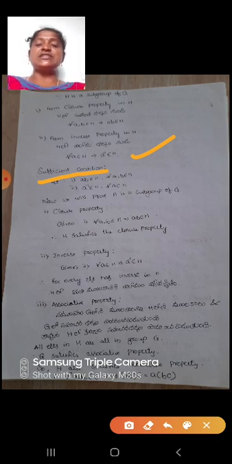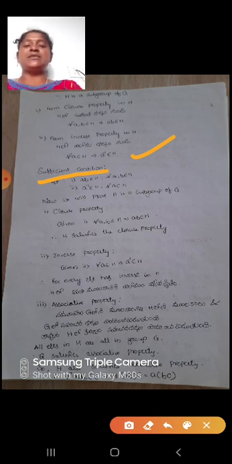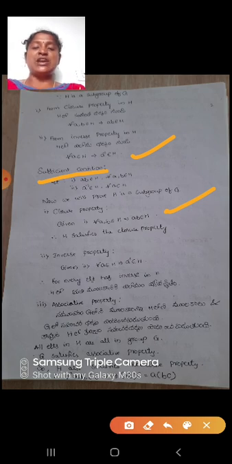Now, the sufficient condition. Let ab belongs to H for all a, b belongs to H. Second condition, a inverse belongs to H for all a belongs to H. Now we will prove that H is a subgroup of G. So by closure property, from the given condition 1, for all a, b belongs to H implies ab belongs to H. So H satisfies the closure property.